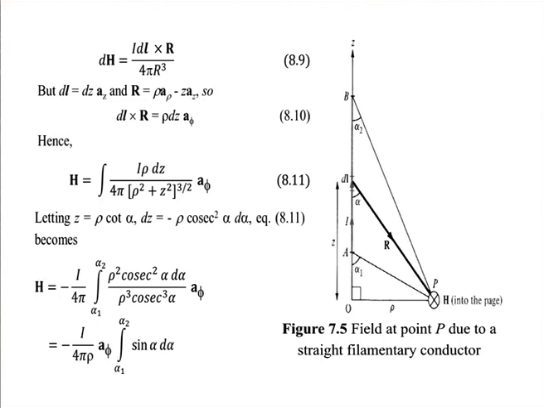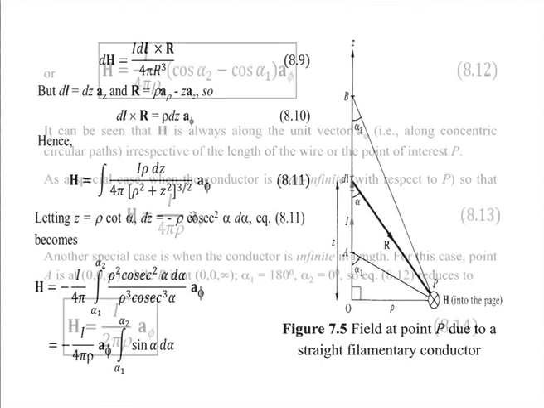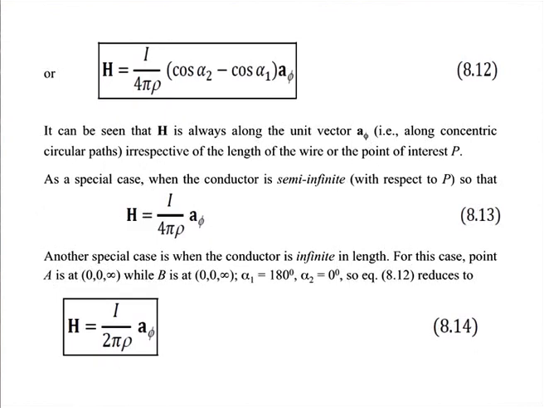Now we would like to introduce alpha 1 and alpha 2 into the expression for H, and for that we make a mathematical transformation by letting z is equal to rho cot alpha, and when we differentiate it we get dz is equal to minus rho cosec square alpha d alpha. Putting this into equation 8.11 we get the value of H as given in equation 8.12, which is H is equal to I upon 4 pi rho into cos alpha 2 minus cos alpha 1 into a_phi.